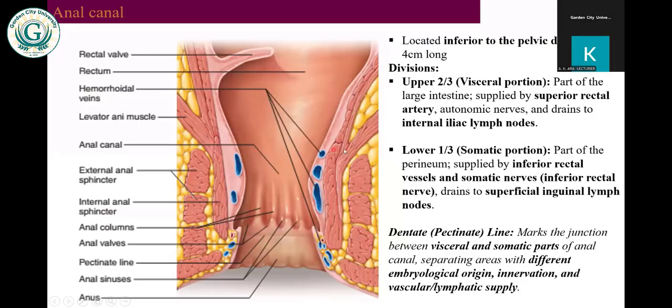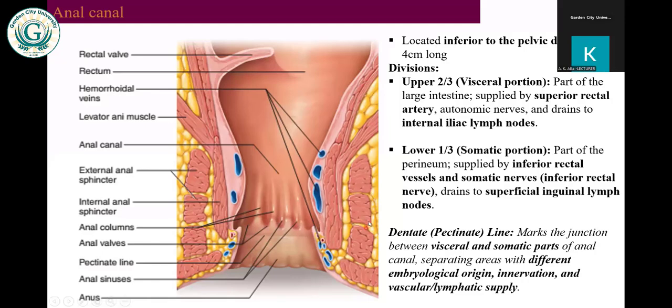So this side here is the anal canal. The anal canal is located inferior to the pelvic diaphragm. So this muscle here, you're seeing the continuity here. The rectum pierces it. So inferior to this muscle, the levator ani, or the pelvic diaphragm, that part is what we're referring to as the anal canal.